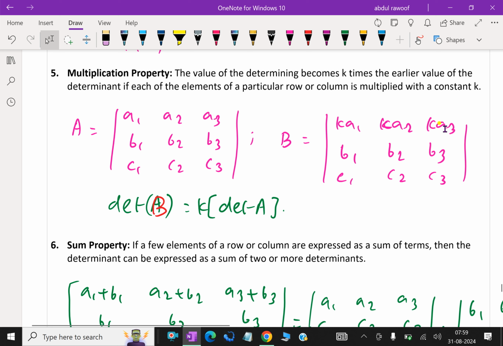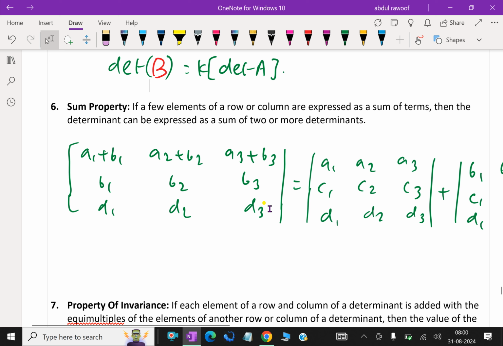If k is taken out of the first row, then it becomes A1, A2, A3, B1, B2, B3. Even in a column also, if k is multiplied to all elements in any one column, then the k is taken out. So this is the result.